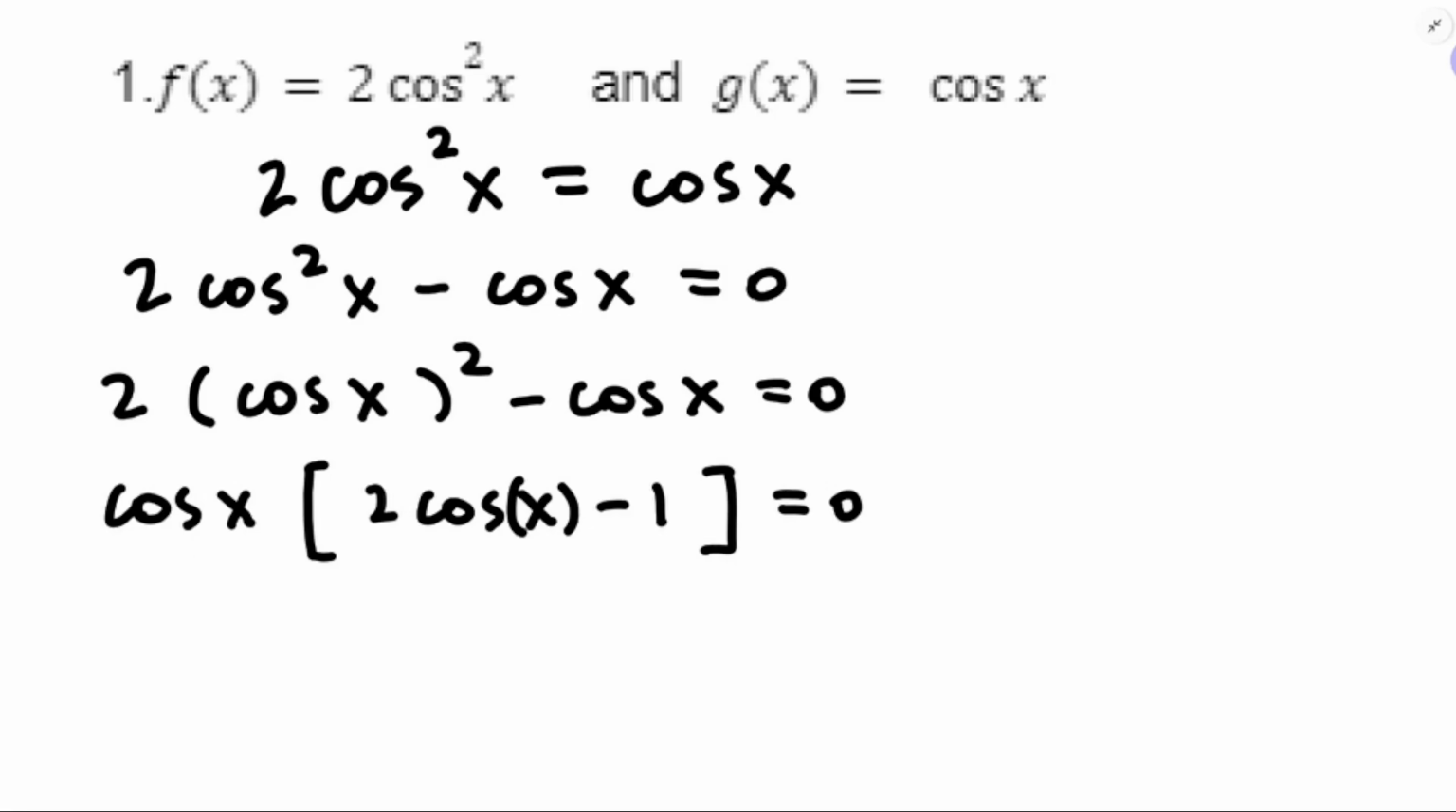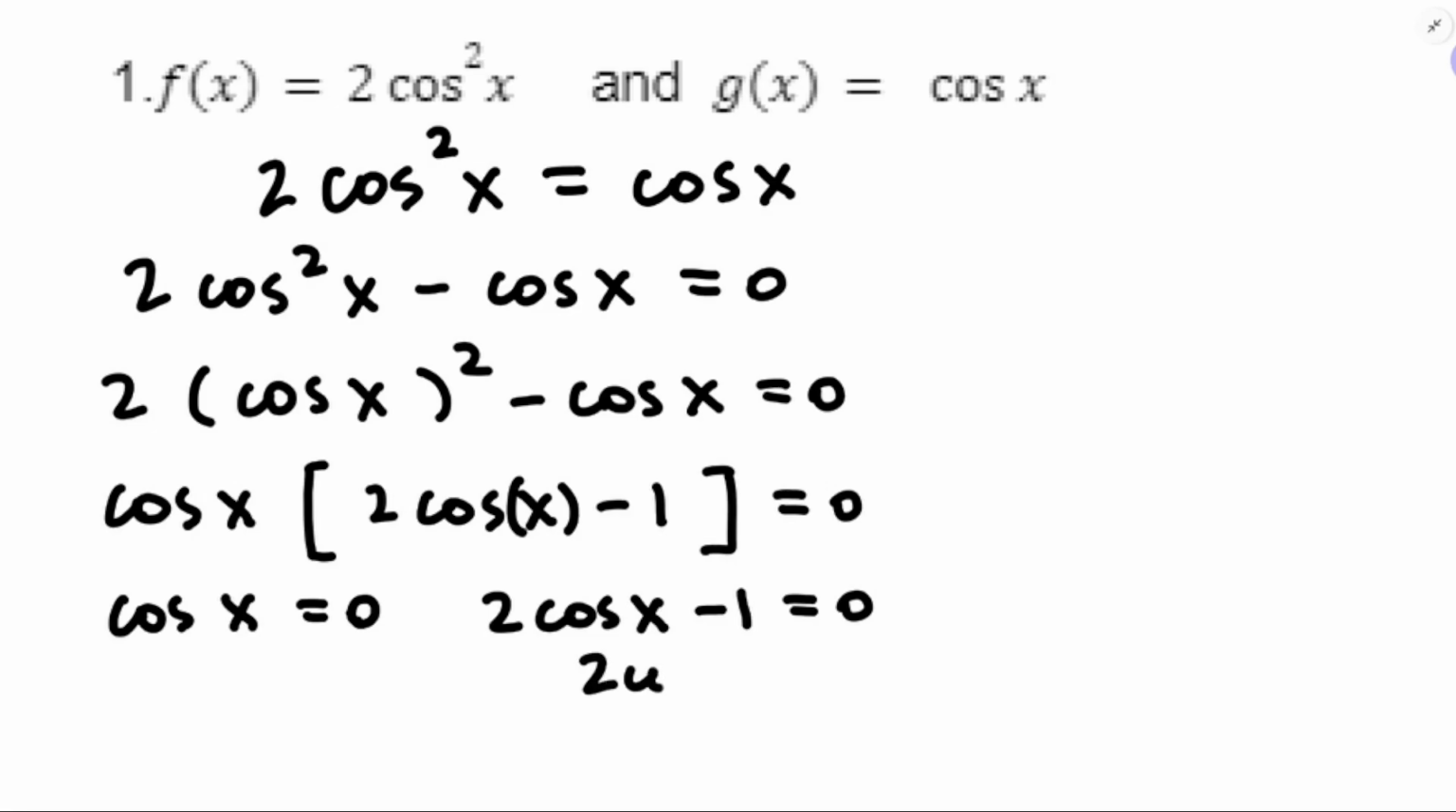So either cosine x equals 0, or 2 cosine x minus 1 equals 0. Okay, so that would be when 2 cosine x equaled 1, which would be when cosine x equaled 1/2.